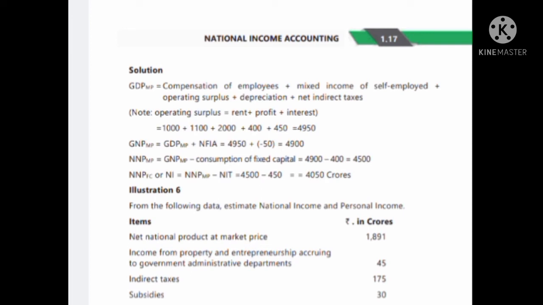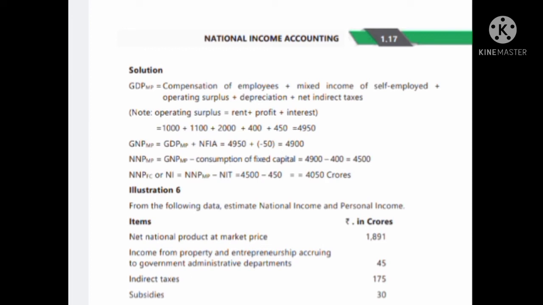From the following data, calculate NNP at factor cost, NNP at market price, GNP at market price and GDP at market price. So they have given a list of items and the numbers in crores. Let's start finding, first with GDP at market price. As you all know, the formula of GDP at market price is compensation of employees plus mixed income of self-employed plus operating surplus plus depreciation plus net indirect tax.